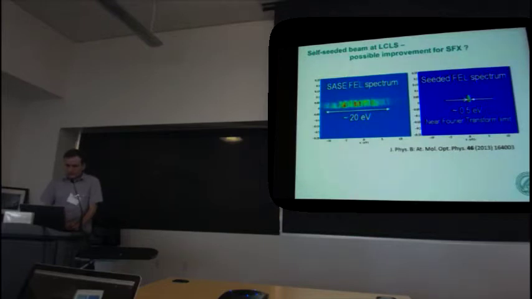So self-seeding at LCLS may lead to a possible improvement for SFX, as has been said before. And you see that the SASE spectrum has quite a large bandwidth, and the mean photon energy fluctuates a lot. So by using self-seeding, the bandwidth of the X-ray energy can be reduced quite significantly. That would reduce one of the errors in SFX.